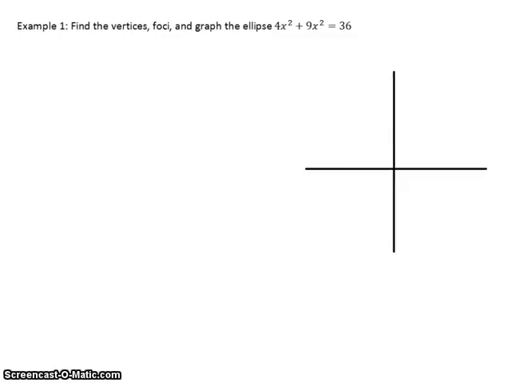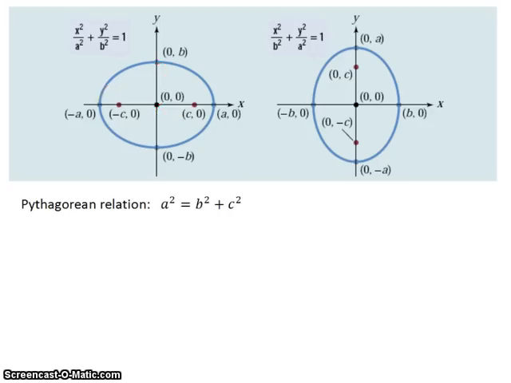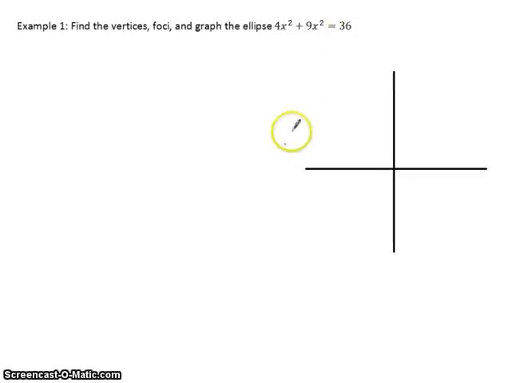We want to find the vertices, foci, and graph this particular ellipse. First of all, we have to put this in the form of an ellipse. As you recall from the previous page, we have a 1 right there. And so what I want to do is I want to get a 1 in the place of this 36. So I'm going to divide everything by 36. And what that does for me is that gives me x squared over 9 plus y squared over 4 equals 1.